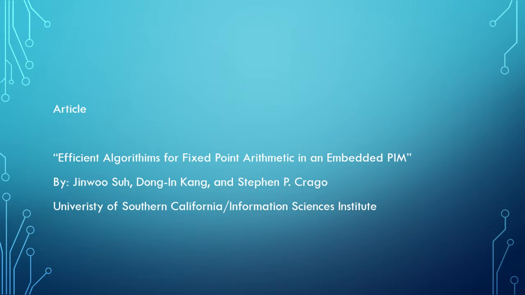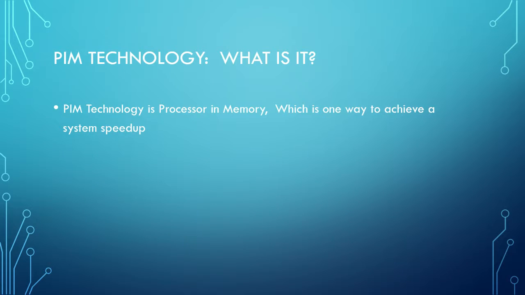For our term project, we found an article entitled Efficient Algorithms for Fixed Point Arithmetic Operation in an Embedded PIM. A PIM, or Processing in Memory, integrates a processor onto a chip using dynamic RAM, which increases bandwidth between processor and memory speeds. One of the major issues in regards to floating point arithmetic operations in PIMs is the growing difference between processor and memory speeds.